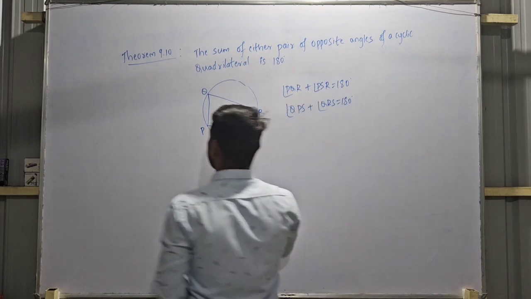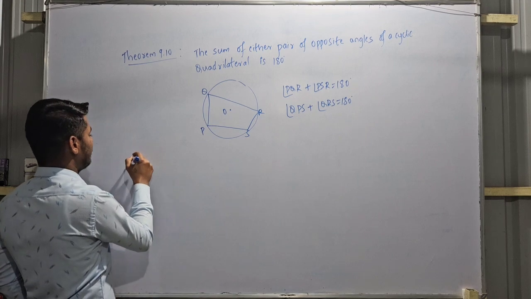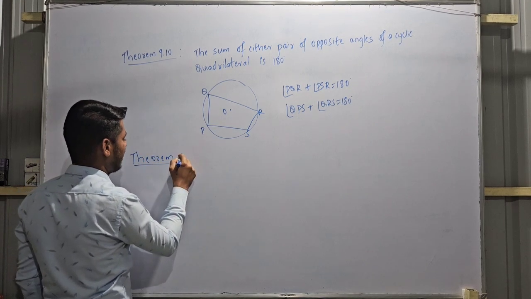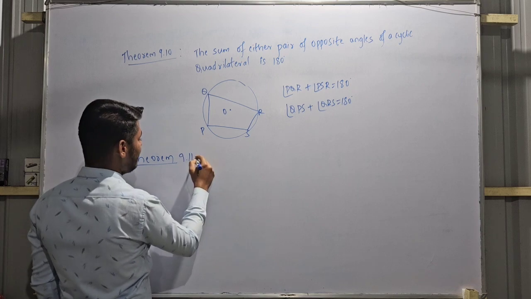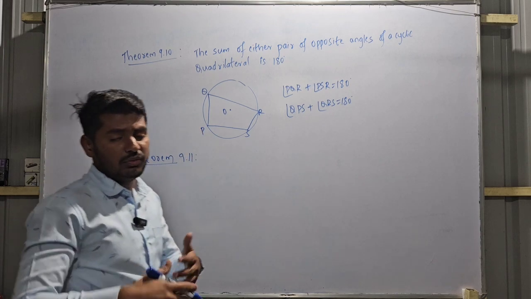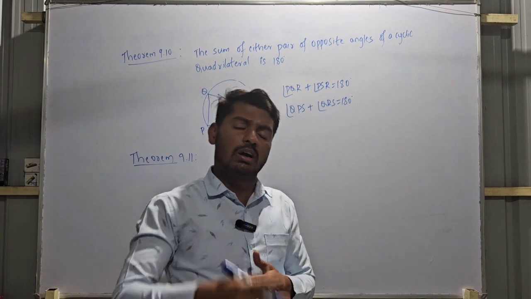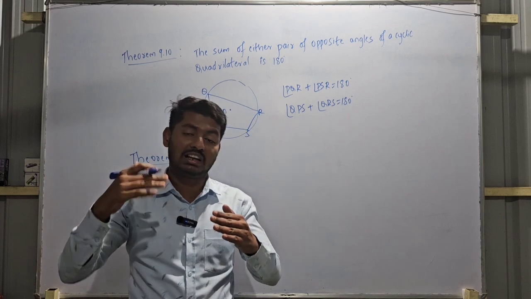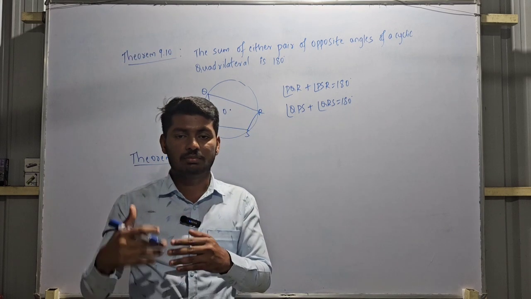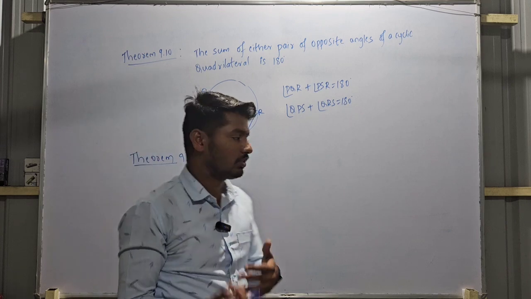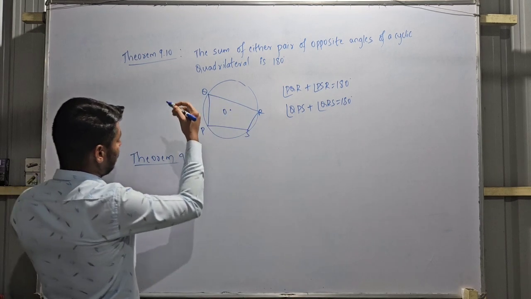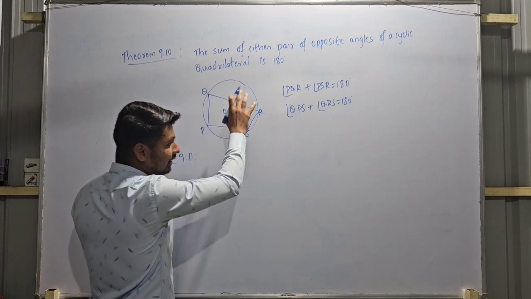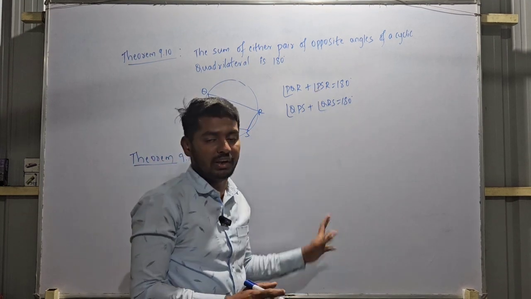Now we will discuss theorem number 9.11, which is the last theorem of this chapter. As we have seen from the start, in these theorem statements, one is a theorem and the next one is the converse of the above. In this, the converse is, here we took a cyclic quadrilateral, and then we said the opposite angles are 180 degrees.